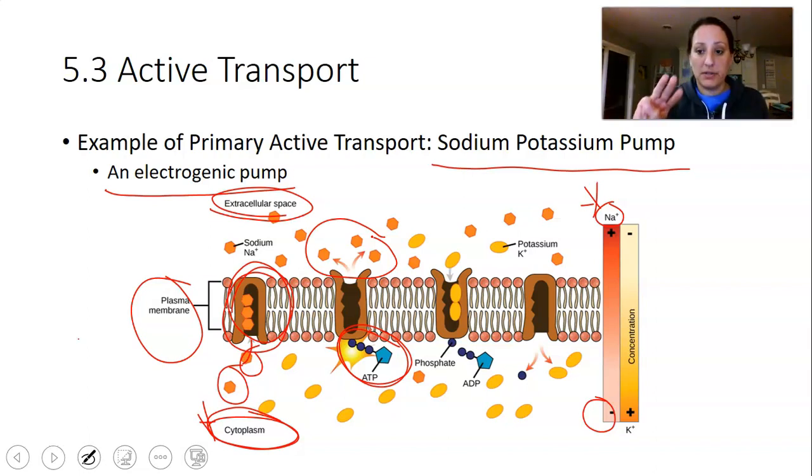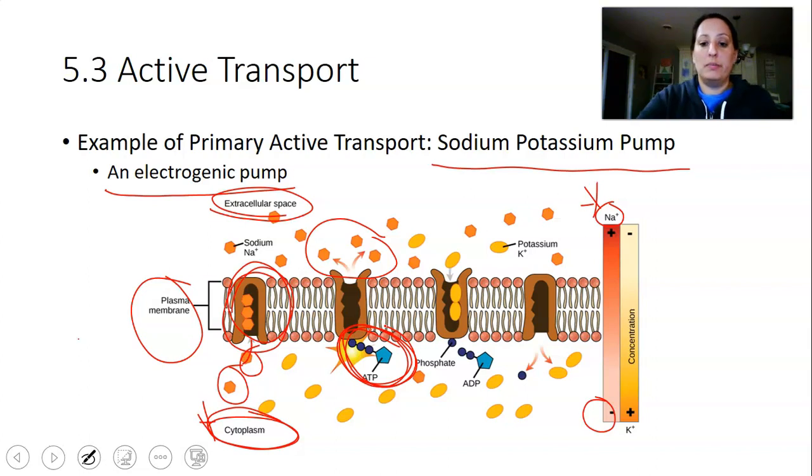So we just pumped 3 sodium ions from where they were at a low concentration to where they're at a high concentration. So we just went against their concentration gradient. We pumped those ions out. That required ATP. Okay? Again, that protein is a carrier protein. It changed shape in order to deliver that sodium to the outside of the cell. Okay, now what happens next?